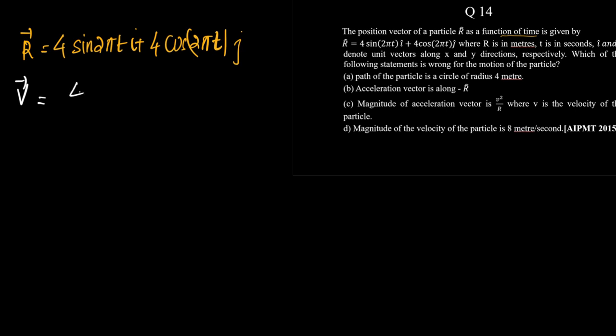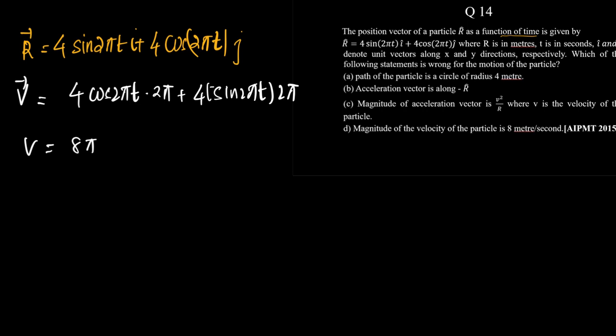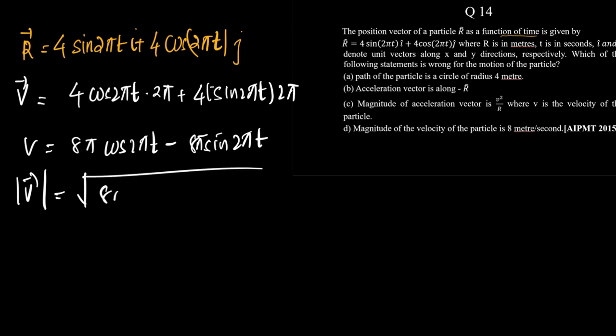We have velocity vector is equal to 4 cos 2πt into 2π plus 4 into minus sin 2πt into 2π. So v will be equal to 8π cos 2πt î minus 8π sin 2πt ĵ. Therefore the magnitude of velocity will be equal to the root of 8 square π square, and therefore velocity will be equal to 8π.